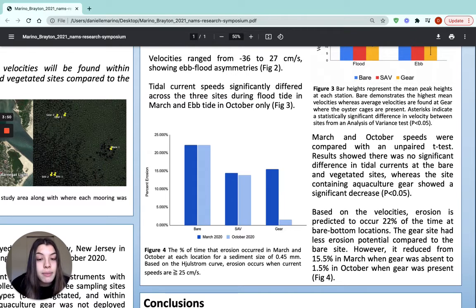Tilt current meter demonstrates faster current speeds at the bare bottom site and slower speeds where gear was present due to the difference in roughness elements. Aquaculture gear will also cause more deposition of sediment compared to the other sites. More deposition allows for sediment to settle as well as other particulate matter, which can be substances such as seagrass seeds, causing more vegetation, which is a roughness element, and can further impact nearbed velocities.